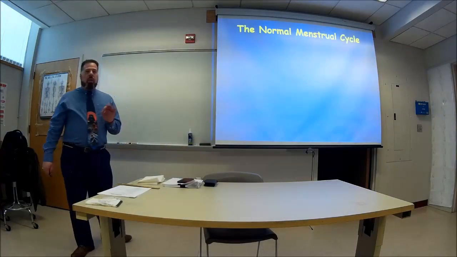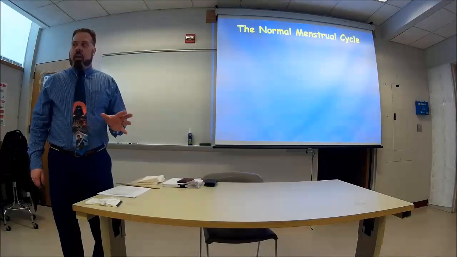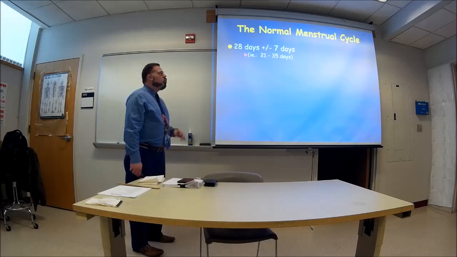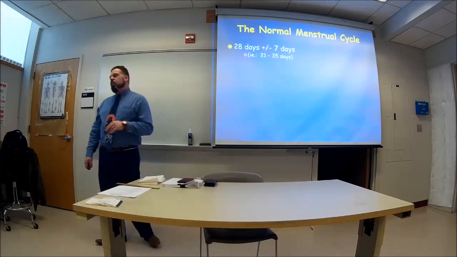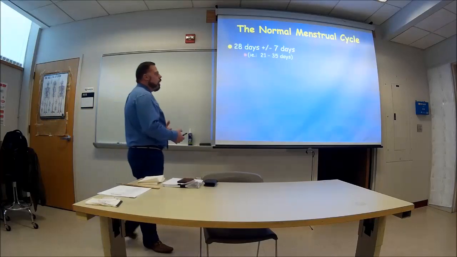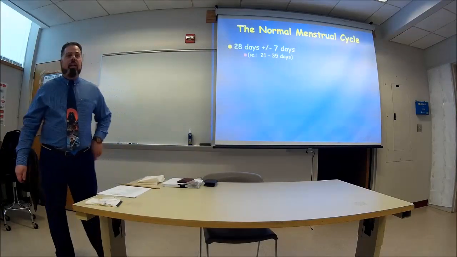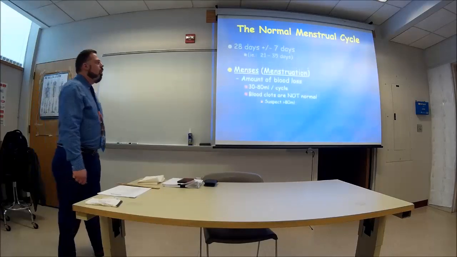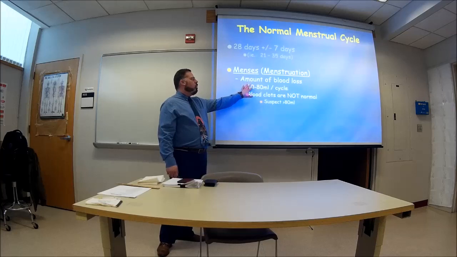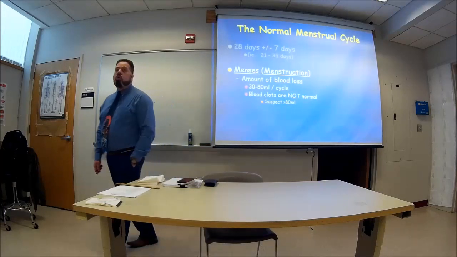So let's get into some of the menstrual disorders here, okay? So the normal menstrual cycle, this is just a quick highlight of what it is. The normal menstrual cycle is 28 days plus or minus 7 days. I know a lot of people have different ones, but it should be anywhere from 21 to 35 days. On average, you say a 28-day cycle, okay? The menses, menstruation, the amount of blood lost should only be about 30 to 80 milliliters per cycle.